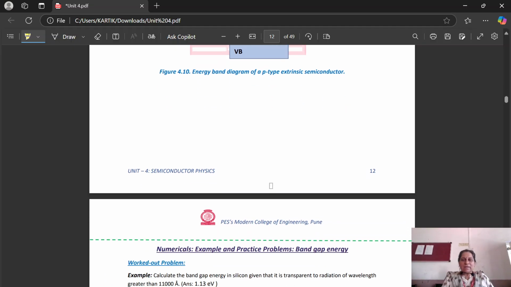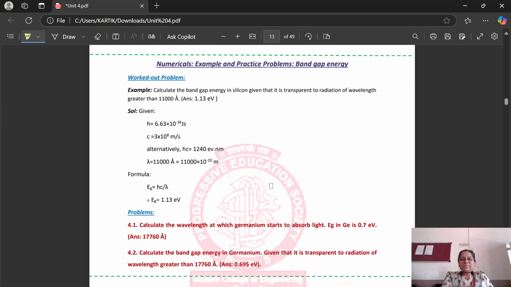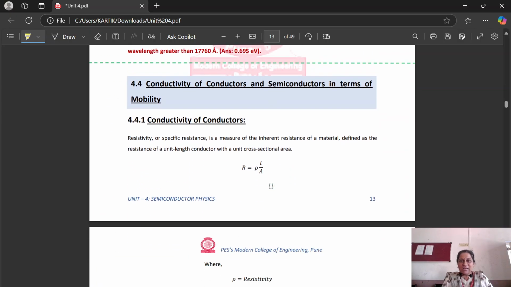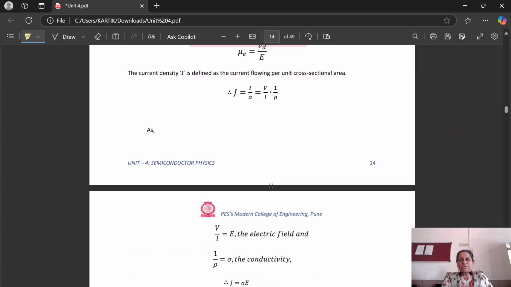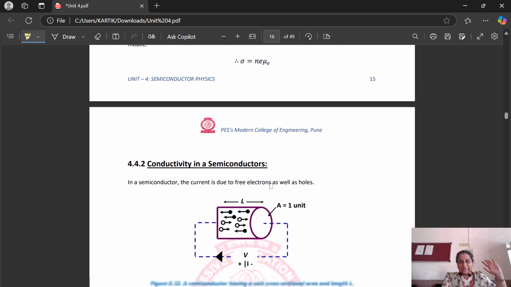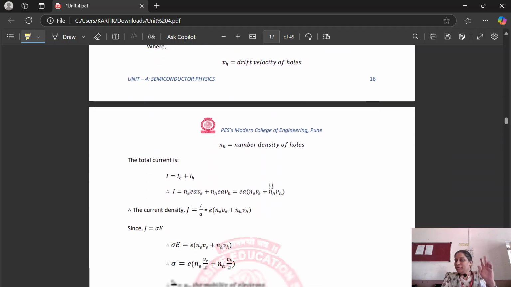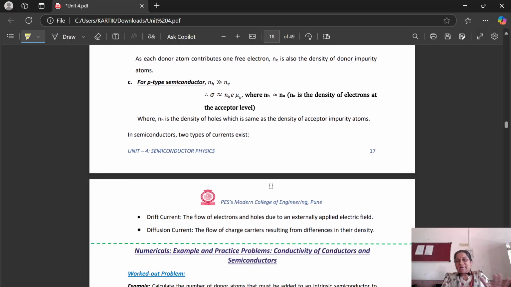Now in these particular notes, there are examples related to band gap energy, and there are some questions related to conductivity also. The conductivity part we have already taken inside the lectures, and therefore I'm not going to take it online right now.